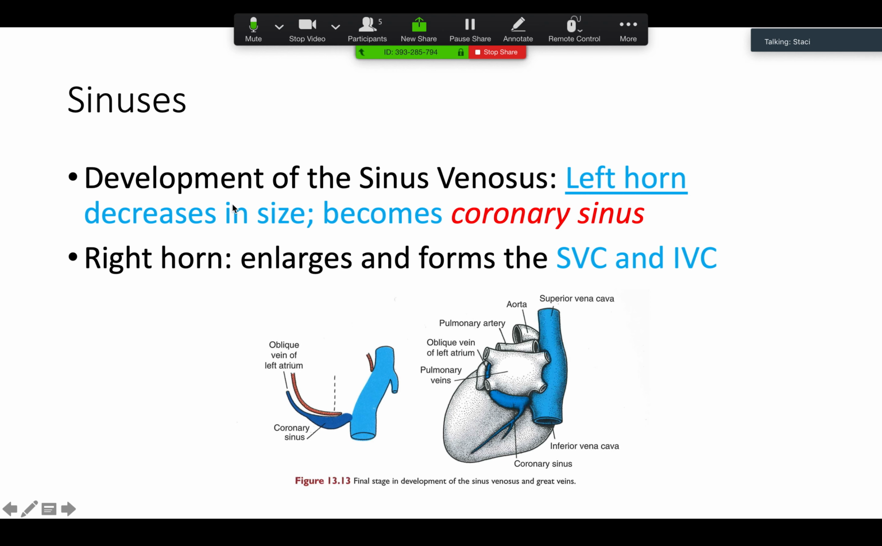And so the development of the sinus venosus comes from the left horn as it decreases in size and it becomes that coronary sinus that we see in lab. The right horn enlarges and it forms the SVC and IVC. So I would know that the left horn is coronary sinus and the right horn becomes SVC, IVC.